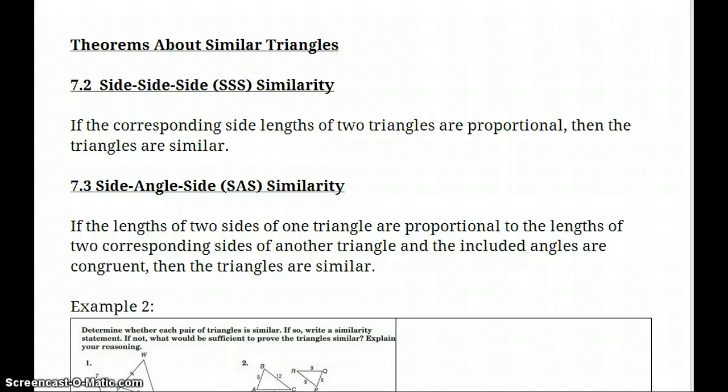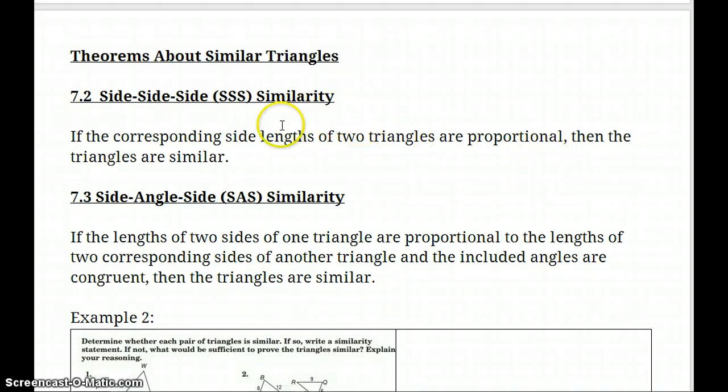Two other theorems about similar triangles. First is the Side-Side-Side Similarity. If the corresponding side lengths of two triangles are proportional, then the triangles are similar. And notice it's S, S, S, so all three sides have to be shown to be in proportion.